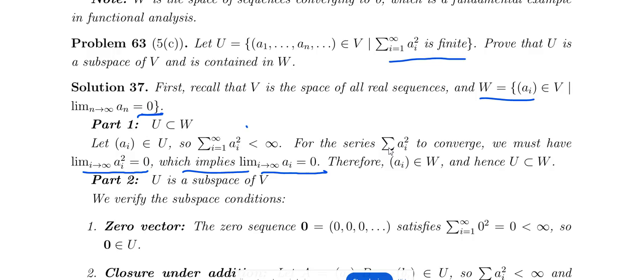So from this condition, the condition of W is satisfied. What does that mean? That means a_i belongs to W, hence U is a subset of W. U is a subset of W. That is what is given as U contained in W.